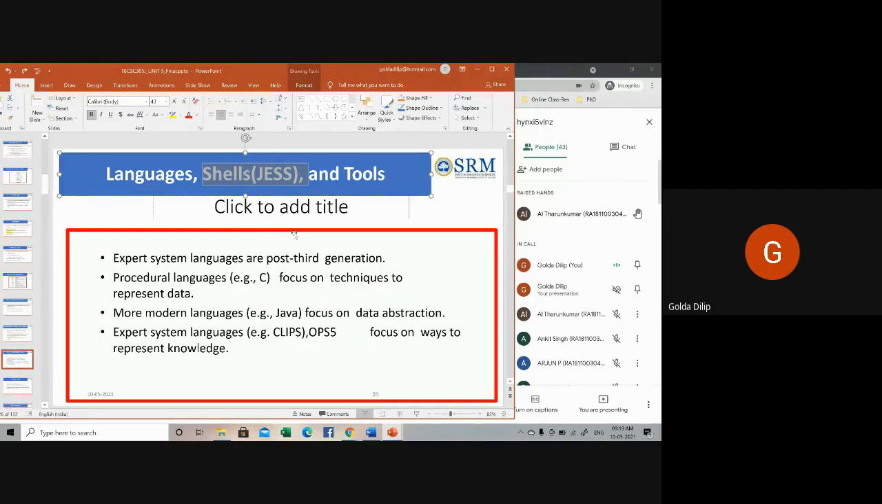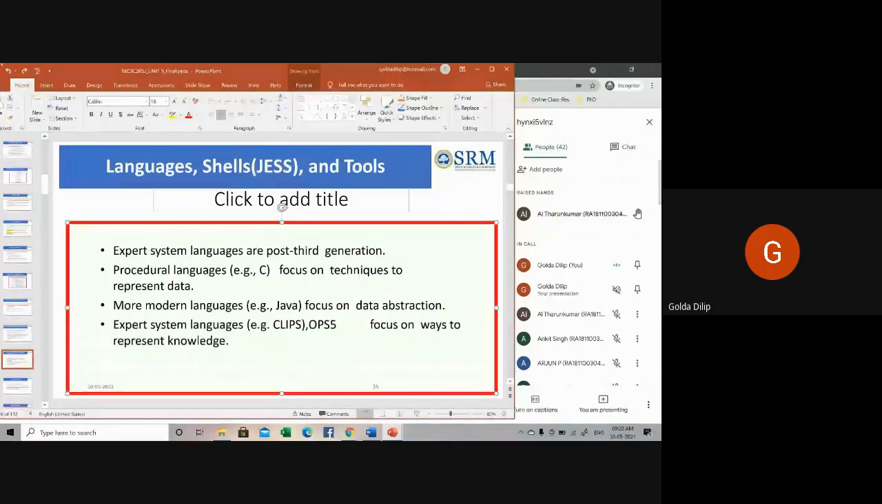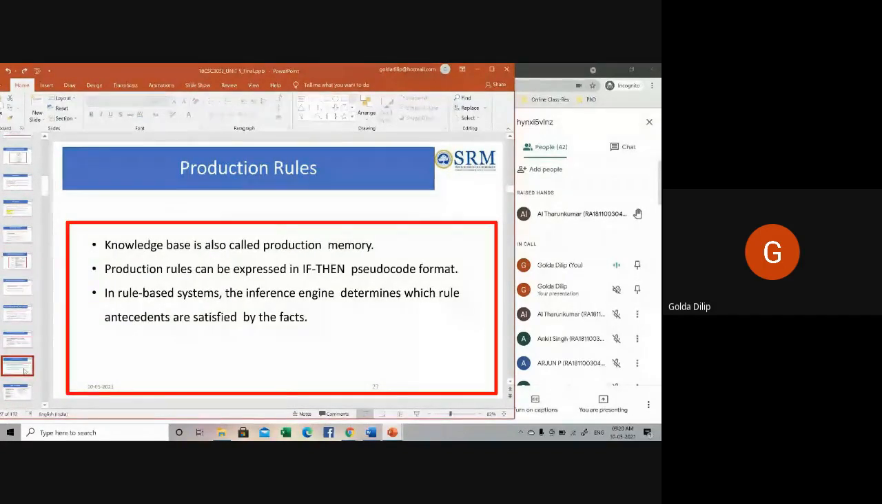Shells for expert systems simplify the process of creating your knowledge base. Rather than starting from scratch, you can make use of a shell. The shell is nothing but the interpreter, and along with the knowledge base it constitutes your expert system. These are the tools and technologies behind your expert system. Then coming to production rules. Did we learn about production rules in any other unit? Production rules.